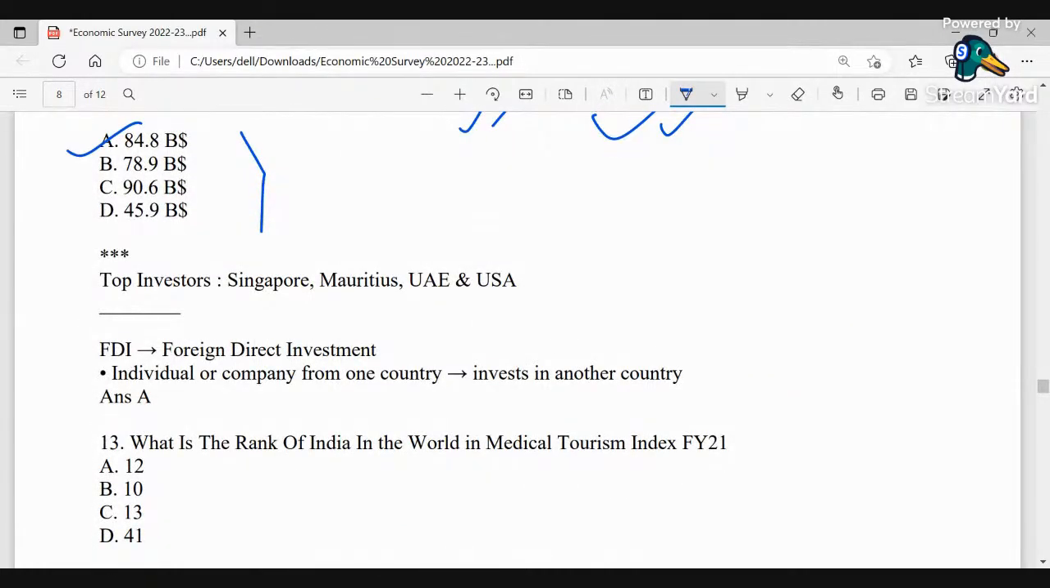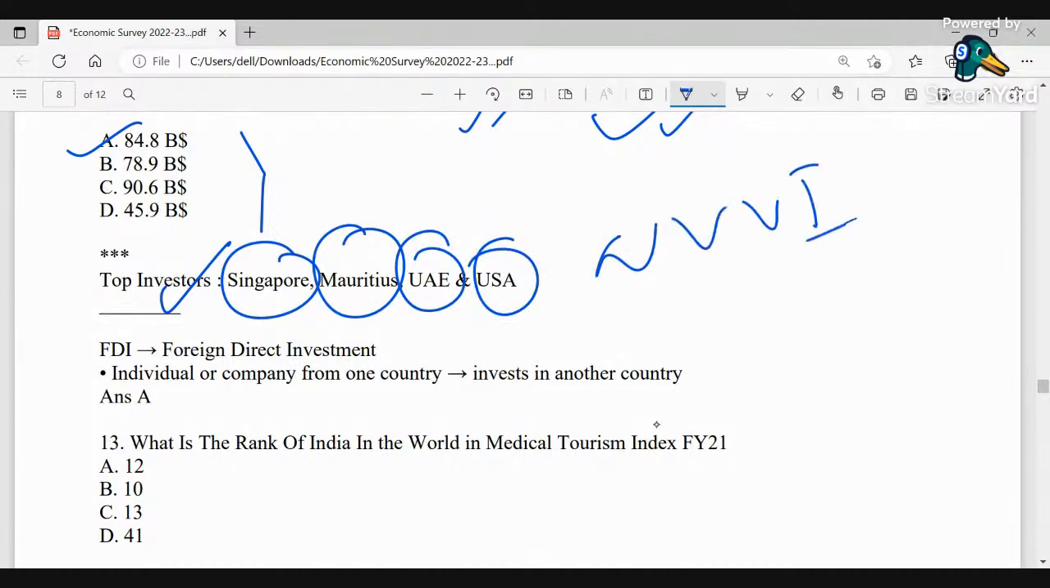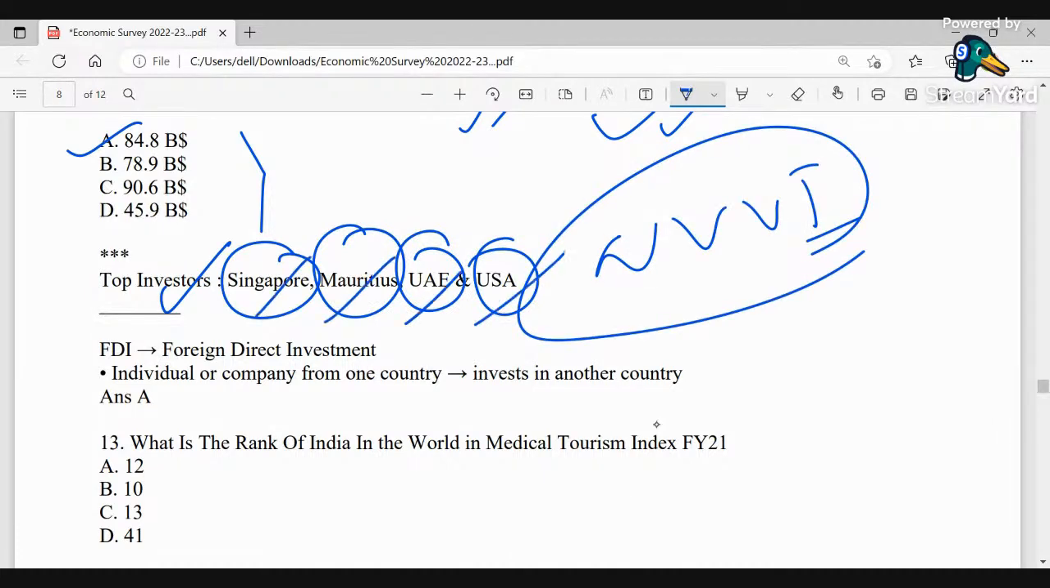That is $84.8 billion. And who are the top investors? Singapore, Mauritius, UAE, and USA. Very, very important. I'm telling you: Singapore, Mauritius, UAE, and USA.